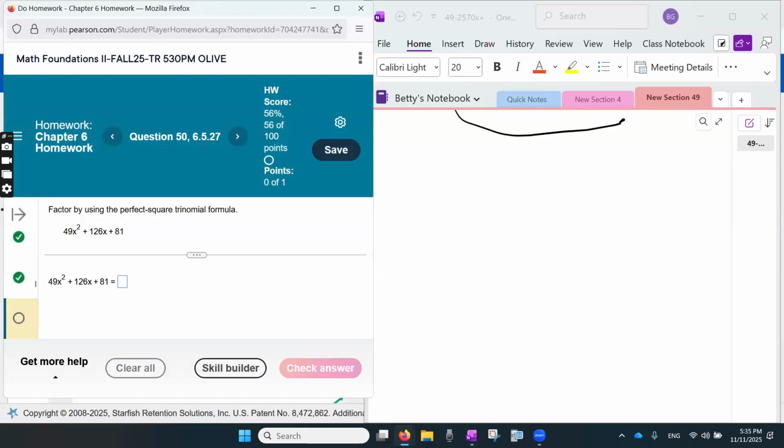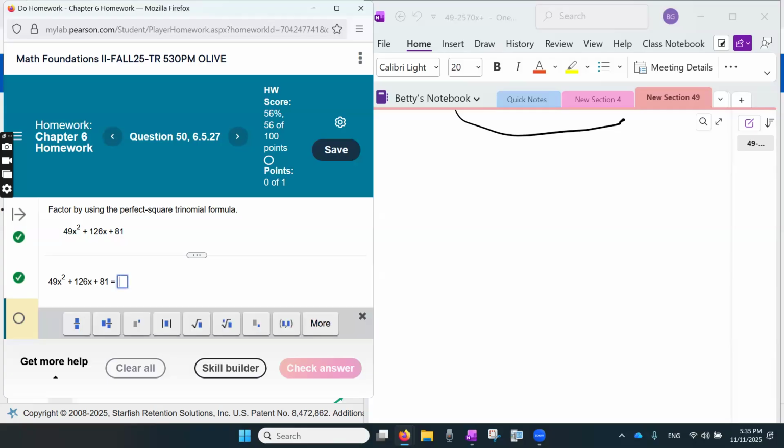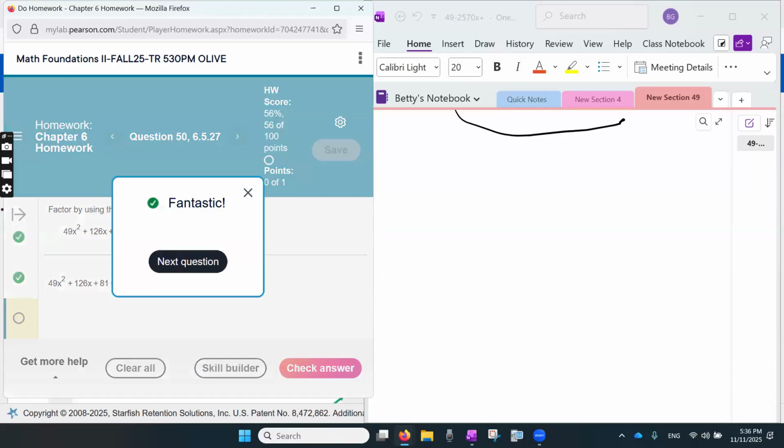Next, question 50. By using the perfect square trinomial formula, right? Same thing. First base, 7x. 49 is 7 squared, 81 is 9 squared. So we're going to have a square of a binomial sum to the power of 2. Inside the parentheses, we have 7x plus 9. Exactly. Very good.